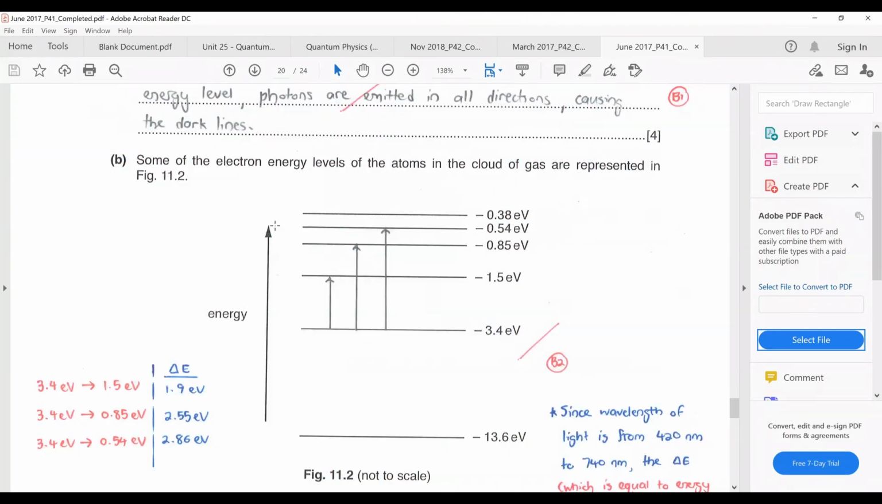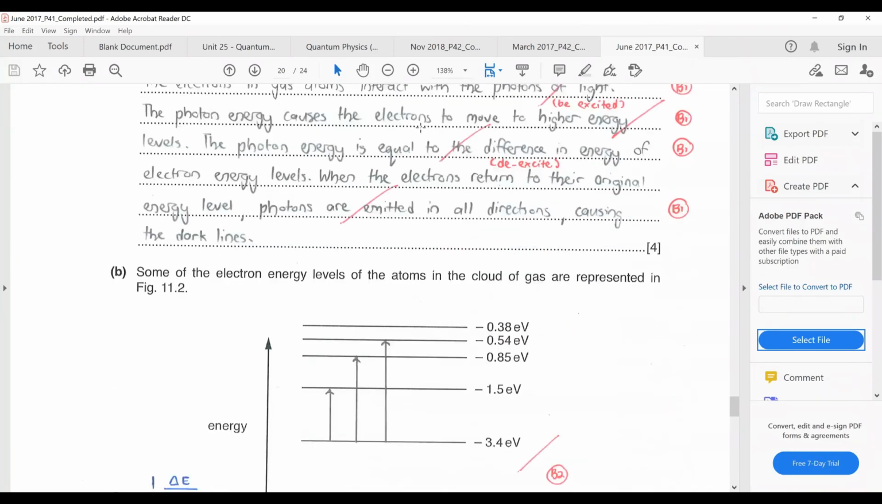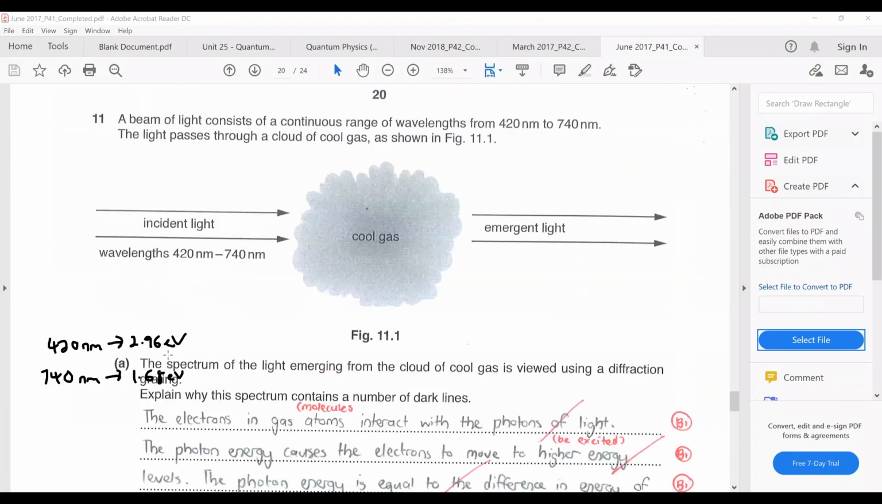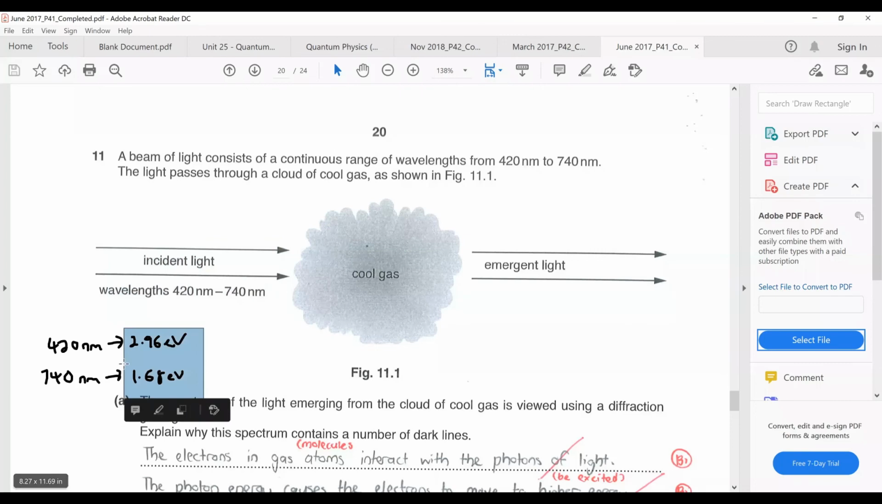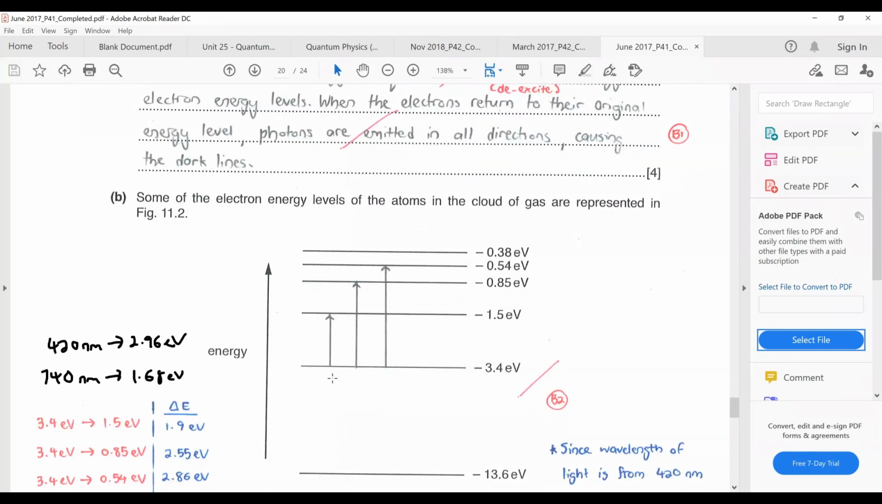So simply put, if you know the range is what, 420 nanometer was this one, right? 420 nanometer was 2.96 eV. So 140 nanometer is 1.68 eV. So if your light has wavelength 420 nanometer to 740 nanometer, it means that the photons have energy between 1.68 eV to 2.96 eV. So out of this range, which one actually caused your dark lines? Which one was actually absorbed by the electrons and got re-emitted in different directions?